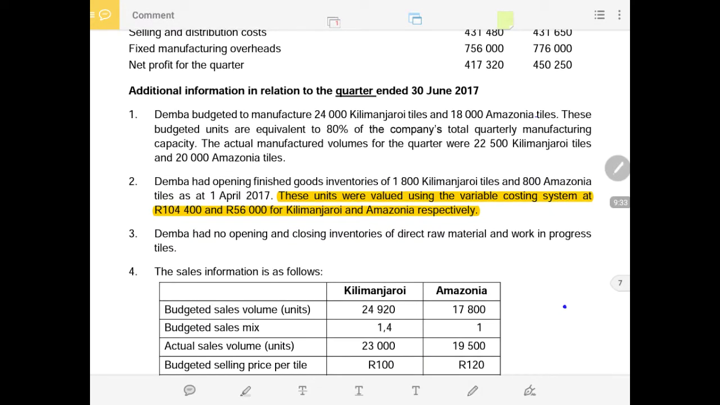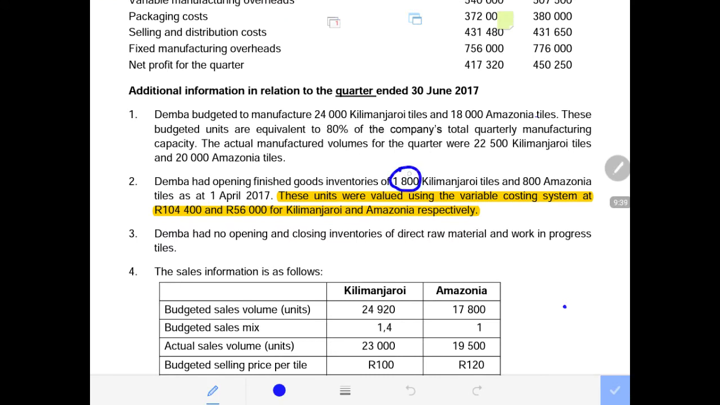It says number 2, Demba had opening finished goods inventory of 1,800 and 800 units for the 2 products on the 1st of April. Remember, April is the beginning of the quarter that will end on the 30th of June 2017. So it will be April, May, June, end of the quarter. Remember, a quarter is made of 3 months and there are 4 quarters in a year that are made of 3 months, 3, 6, 9, 12. There are 12 months in a year.